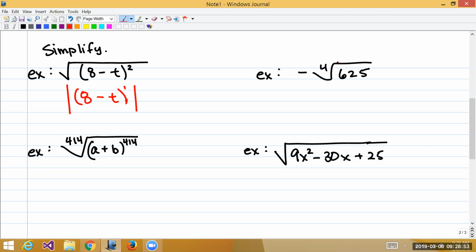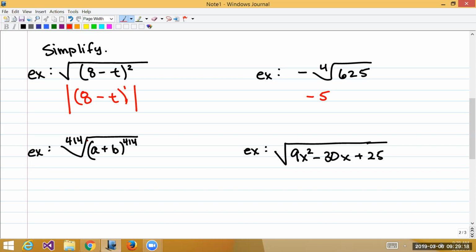Now here, we want the fourth root of 625, but we also want the negative of that. So in this case, we don't need to worry about absolute value bars because we are looking for the negative answer. So we can go ahead and bring down the negative, and we're looking for a number multiplied to itself 4 times in order to get 625, which would be 5.